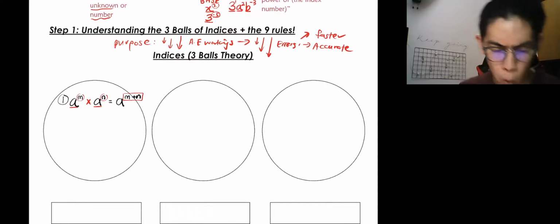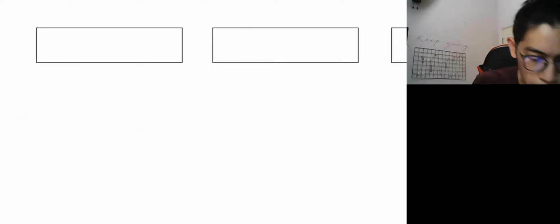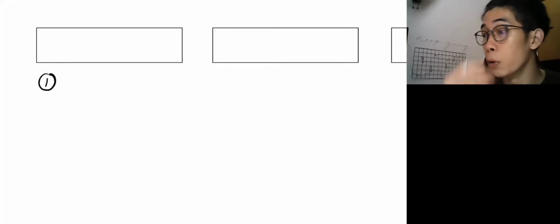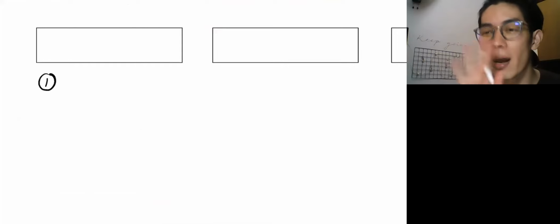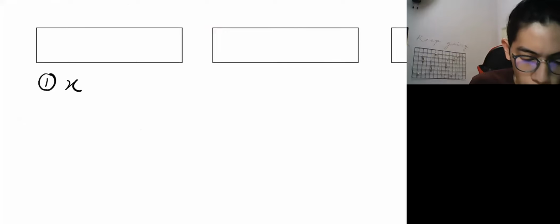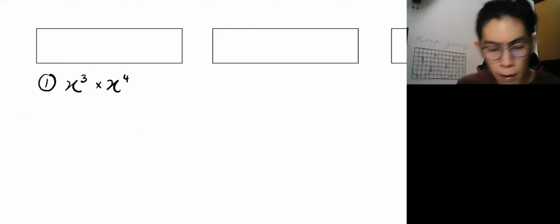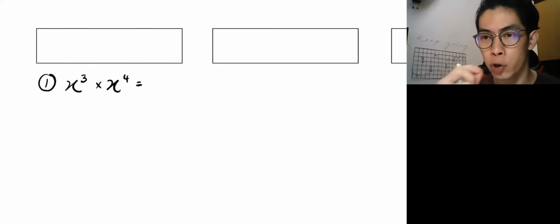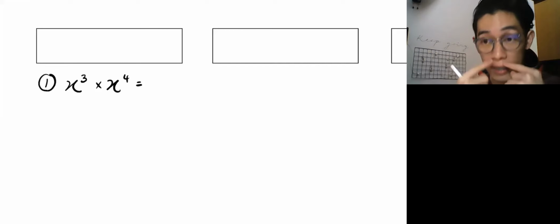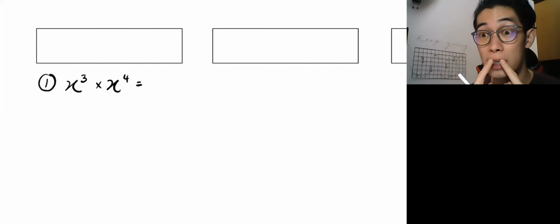Now, I already wrote the first rule there, and now the examples come in. So example number 1, I'll put it over here. The example is x power 3 times x power 4. Everyone, by using the rules on top, the shortcut rules, students watching this video, be careful, look at the words that I use. I will use a highlighter to highlight it.